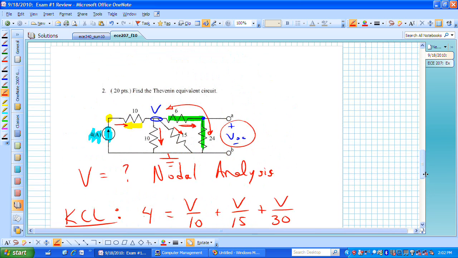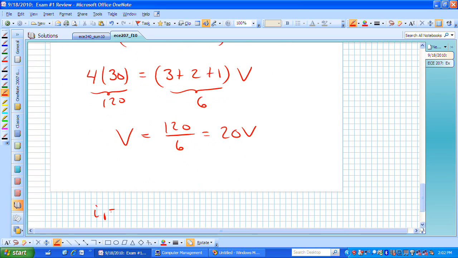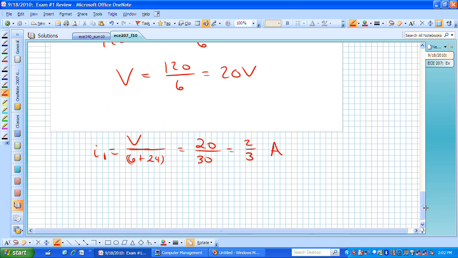Or I could say, let me call this I sub, I don't really know what I want to call it. Let me call it I sub 1. And now I could say I sub 1 is now V divided by 6 plus 24 for the sum of those two resistors. This is 20 divided by 30, or I sub 1 is now 2/3 of an amp.